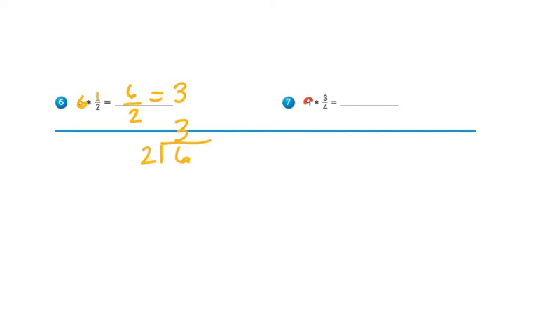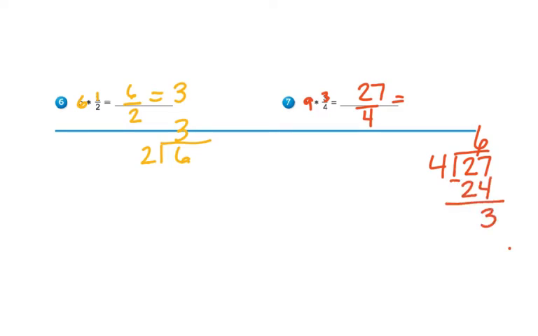And then number 7, we take the whole number times the numerator, write that all over our denominator. 9 times 3 is 27. We can keep that as an improper fraction, or we can say, how many 4's are there in 27? Well, there's 6. 6 times 4 is 24. And we write our remainder as a fraction. The remainder goes as the numerator, and our denominator is our divisor. So 27/4 is the same as 6 3/4.